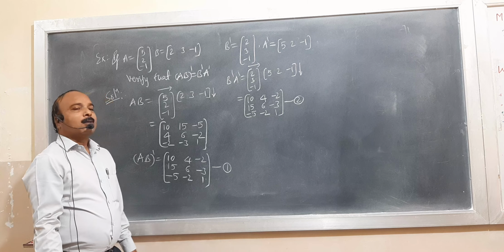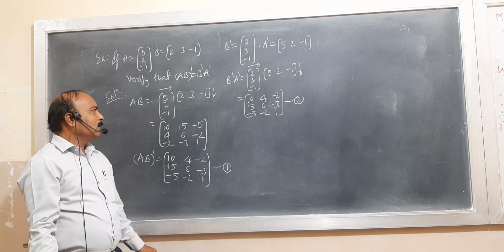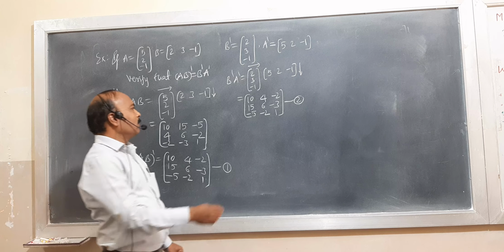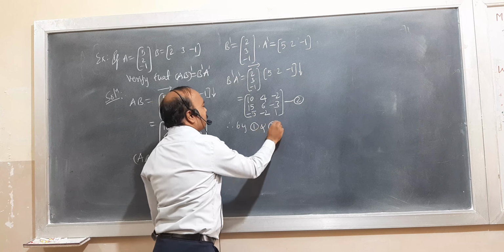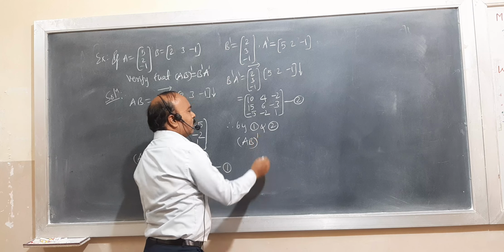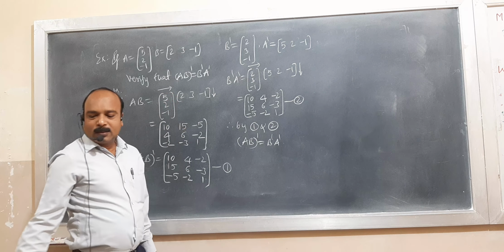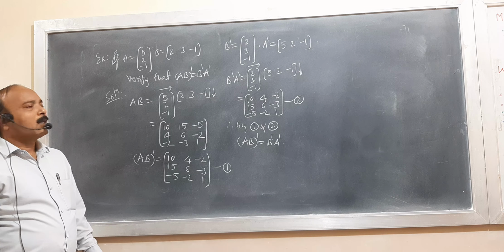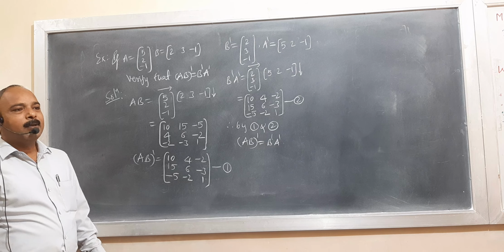Now we observe that the right hand side values are equal, therefore the left hand sides must be equal. Therefore by 1 and 2 we conclude that (AB)' equals B'A'. Like that we can make the verification by using the transpose of the matrix. Next we go for another example.